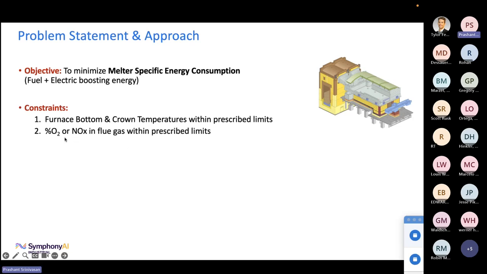We also need to ensure that the O2 percentage or NOx in the flue gases is within prescribed limits. This is from the point of view of emissions as well as optimal combustion efficiency. And the glass quality parameters should also be within the acceptable limits from a customer acceptance standpoint. Now, you might have other types of formulations where you could leverage the same framework where you maximize the throughput while maintaining the same specific energy consumption, or you could try to maximize your quality and maintain same specific energy consumption and throughput and so on. So these constraints and objectives can be interchanged.